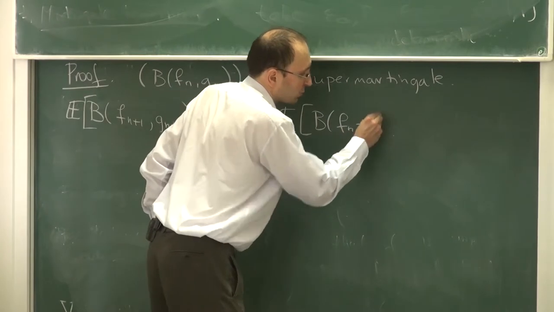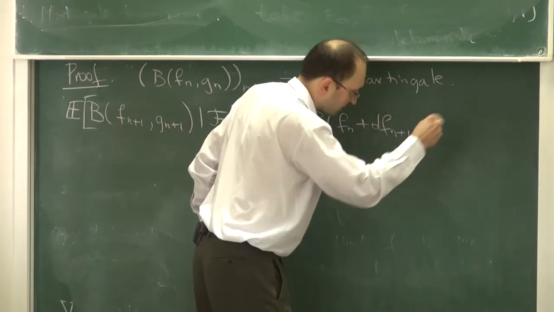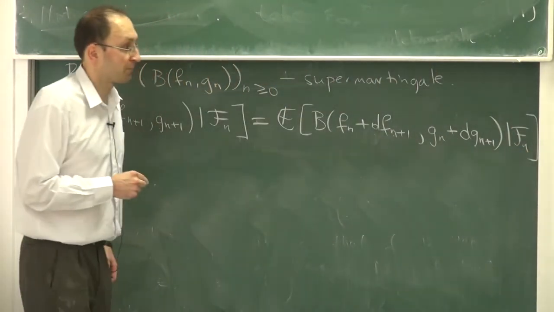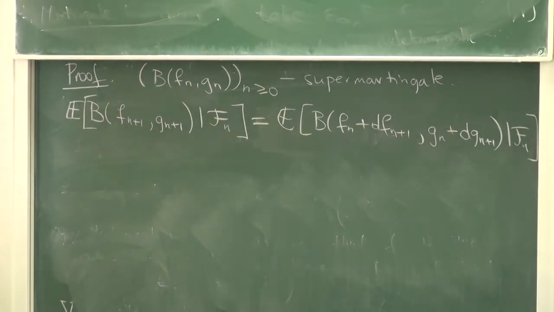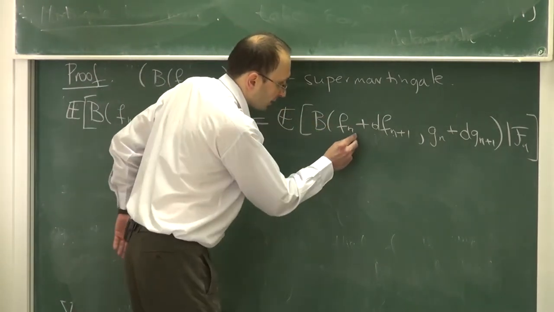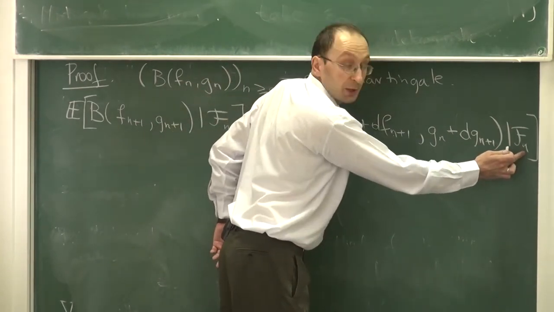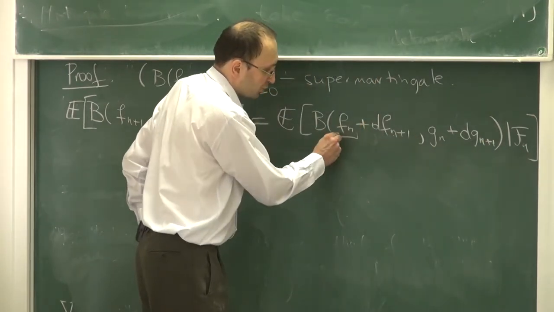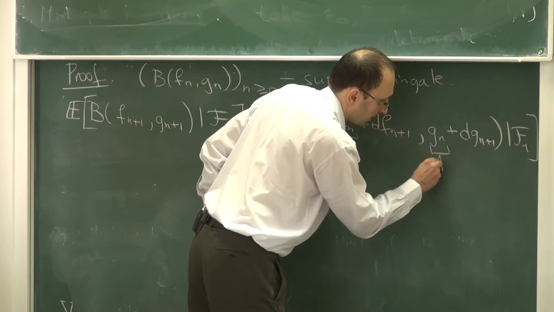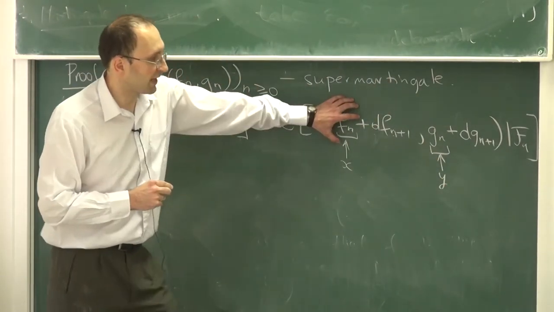So we write f_{n+1} as f_n plus the (n+1)-th difference, the same thing with g. And now what we do, we take a look at this equivalent condition here, and we apply it conditionally. That's how the conditional expectation works. Because we condition with respect to f_n, we can treat these f_n and g_n as constants, in a sense, we can treat this as x, this thing as y.